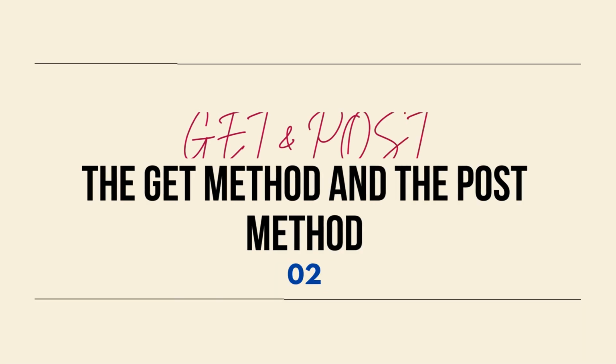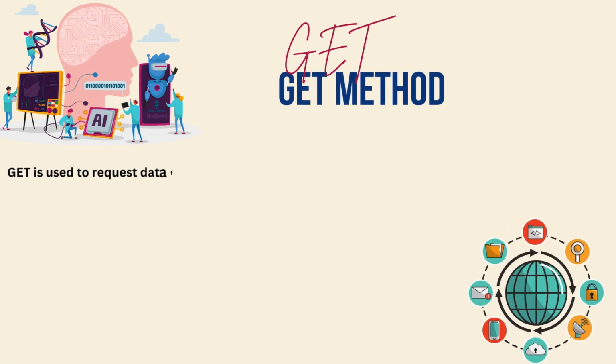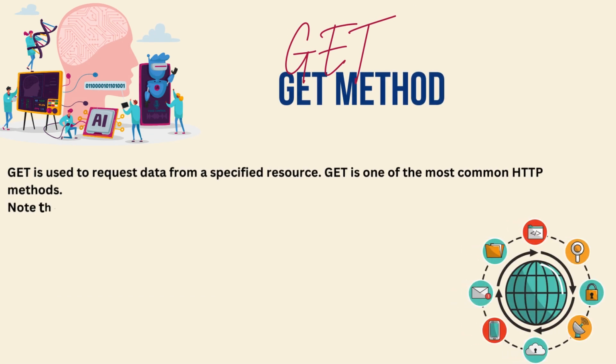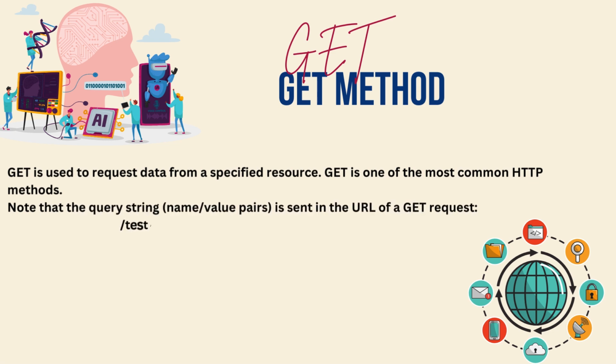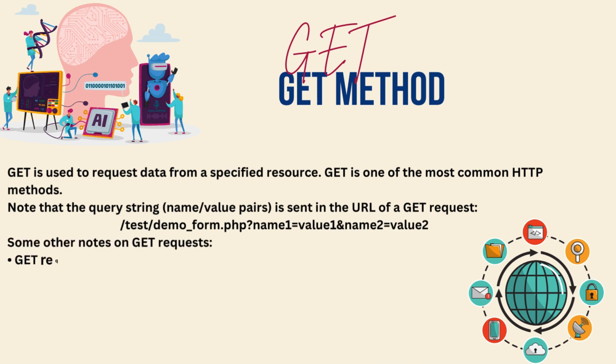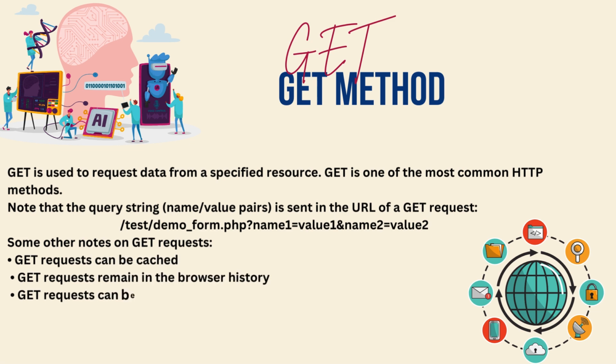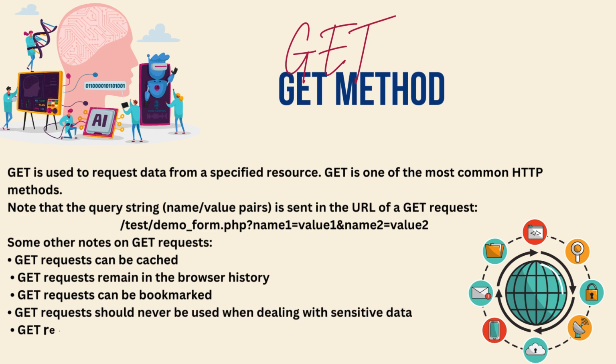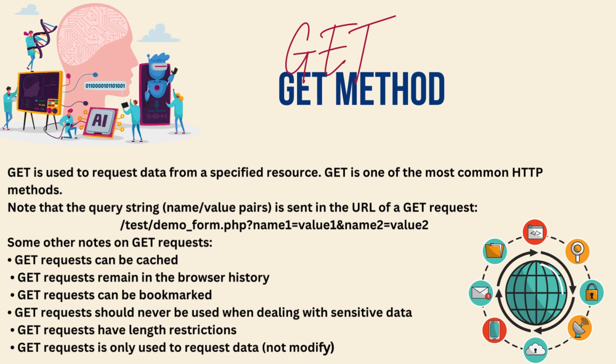Now let's see the GET method and the POST method. GET is used to request data from a specified resource. GET is one of the most common HTTP methods. Some other notes on GET requests: GET requests can be cached. GET requests remain in the browser history. GET requests can be bookmarked. GET requests should never be used when dealing with sensitive data. GET requests have length restrictions. GET requests are only used to request data, not modify it.